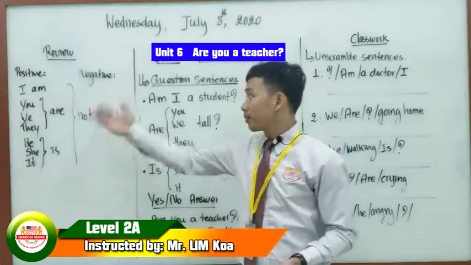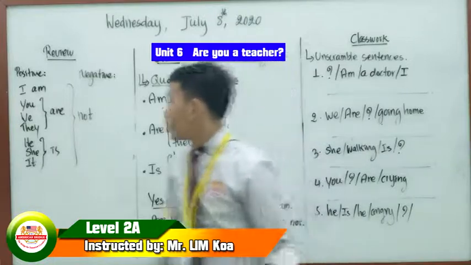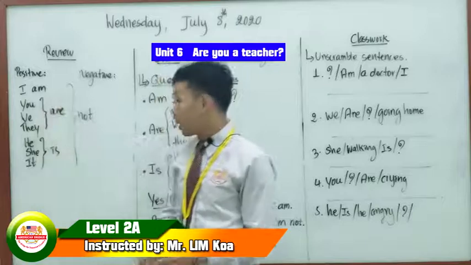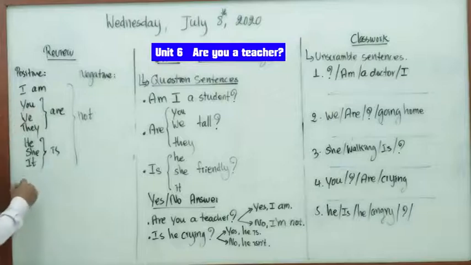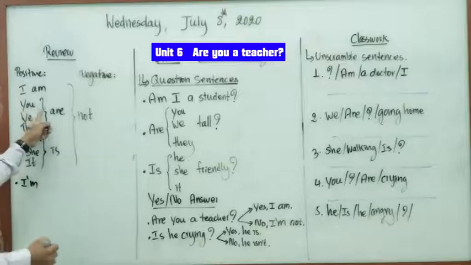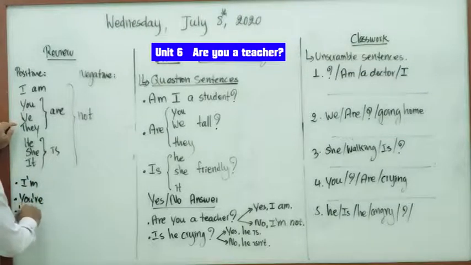Okay, but before going on with this one, let me review a little bit about the verb be of the positive sentence. So the verb be of positive sentence, I use with am, right? And we can write I am here. How can you write it into a short form? I'm, right? Good. You, what is it? You are becomes you're, right? Apostrophe re. What about we? The same. We're, apostrophe re. They, the same. They're, apostrophe re.